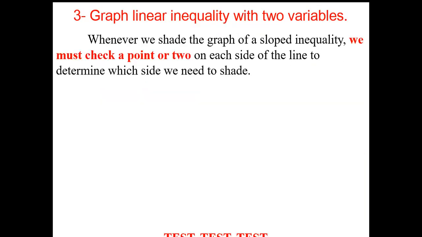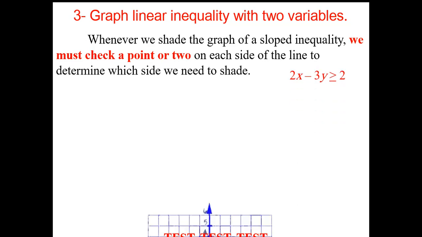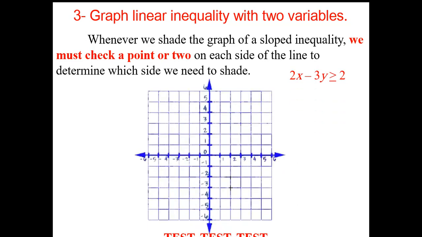Now I will graph a linear inequality with two variables, okay? This remark is very important, so we're going to see it later. First, I need to draw the equation 2x minus 3y bigger or equal than 2. To be able to draw this line, I need to solve it as y equal. So what should I do? I need to draw the line, and I need to draw the boundary. How will I know what my boundary is?